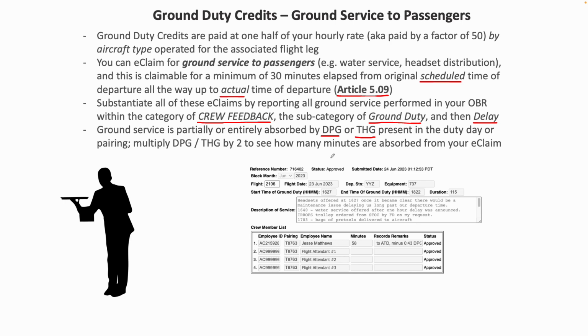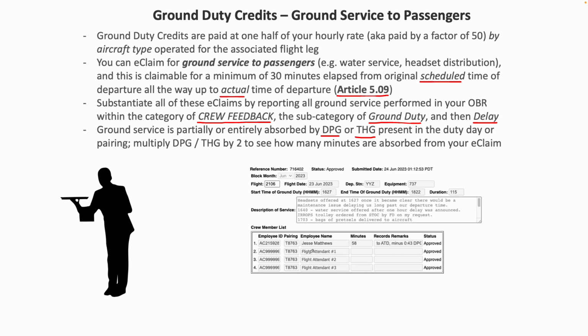So if you just file the ground service, when you do it, you can let CrewPay determine the eligibility for you and the rest of your crew. They will automatically calculate and let you know if any DPG or THG has absorbed your ground duty, either partially or entirely. This is a completely normal way of going about things. It's ultimately their job to figure out how much you're entitled to. But you need to file the claim and then let them do the rest.